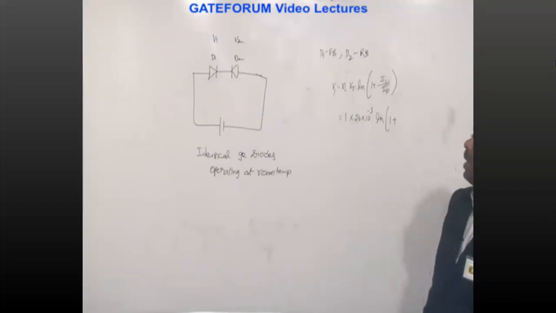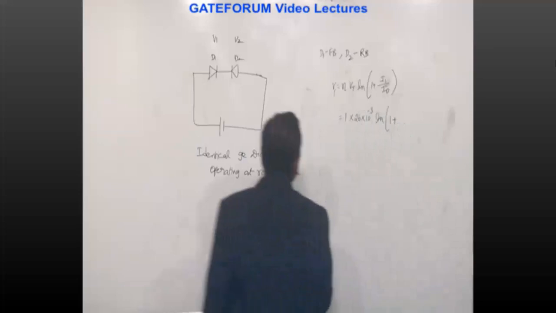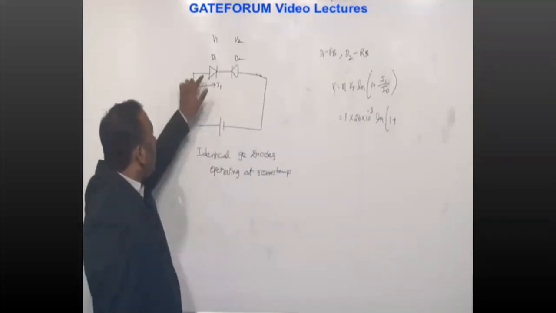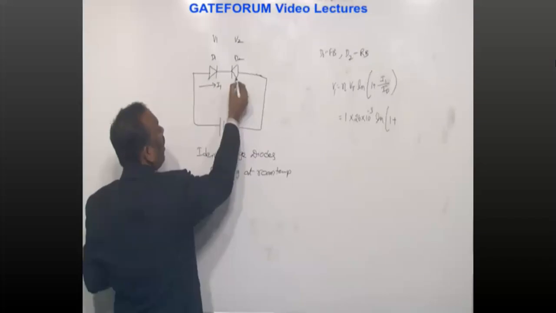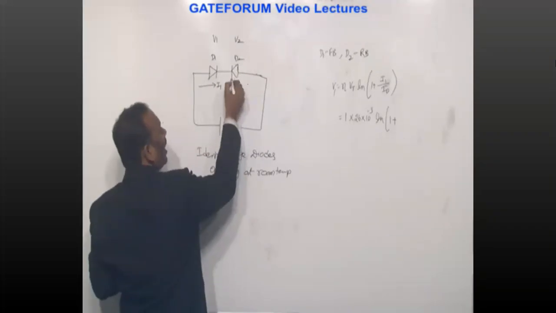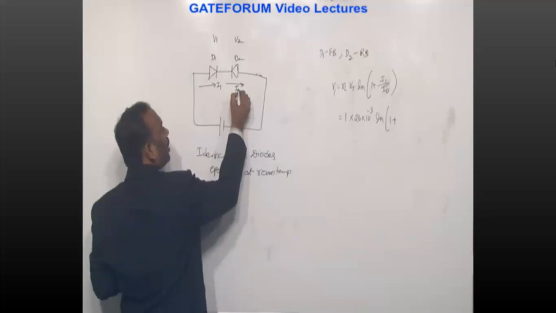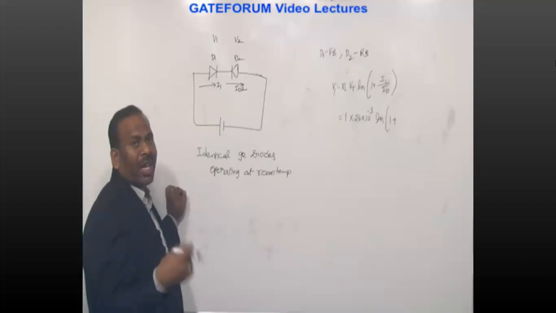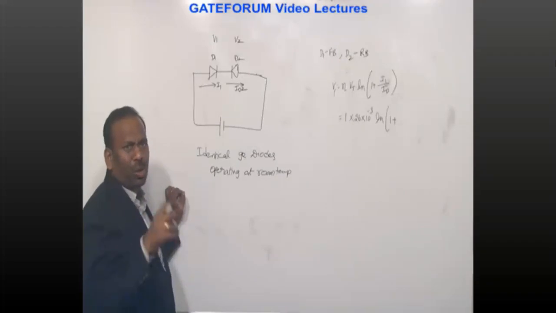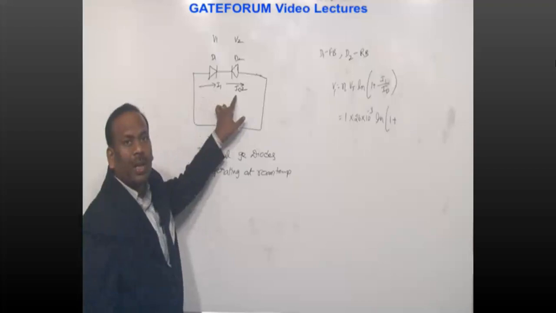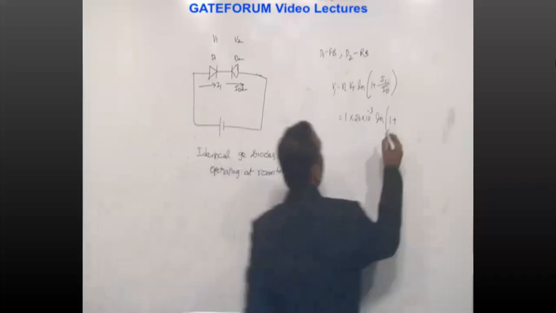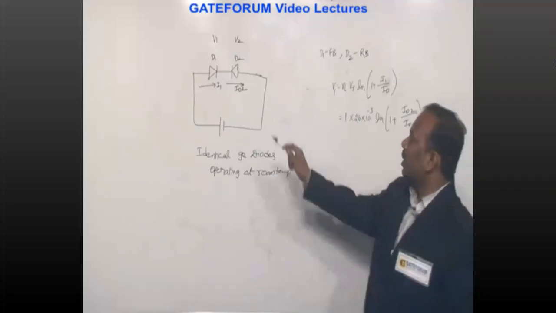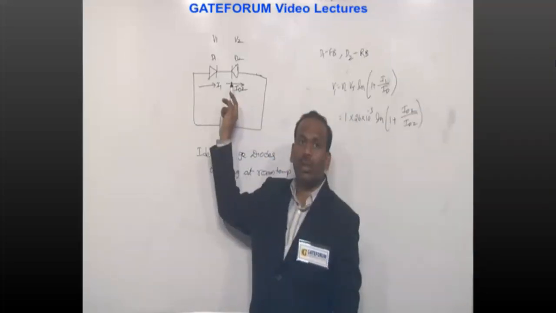Now, see here, the current flowing through here is I1. This diode is forward bias. What is the current flowing? This diode is reverse bias. Current direction is like this. What is the current flowing through this one? I over 2. In a closed loop, current has to be the same or not? That means I1 equals I2. The current flowing through this diode has to be the same as the current flowing through this diode.